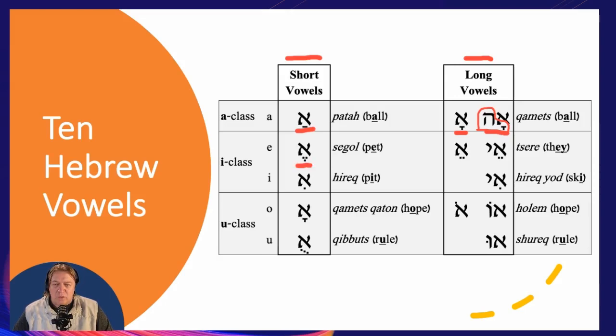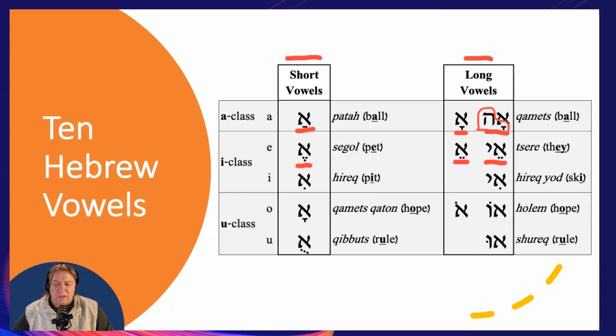The next one here is segol, and it has a sound like pet, and you can hear it in the word segol, pet. So it's just an eh sound. The next one is a tsere, and it has a sound like the a in they. That's how that sounds, tsere.